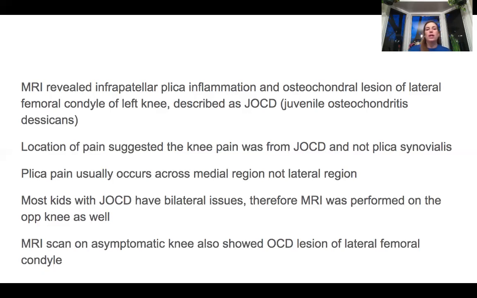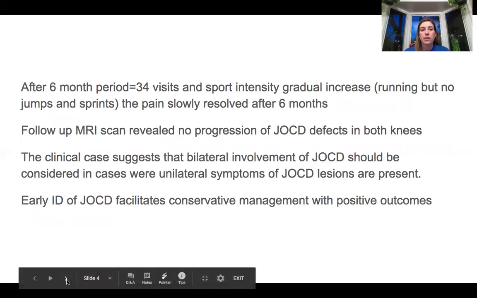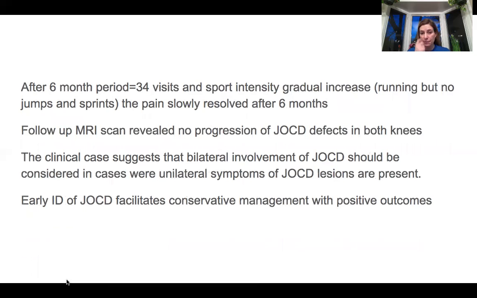Most kids with JOCD have bilateral issues. Because of that, an MRI was performed on the opposite asymptomatic side. The MRI scan on the asymptomatic side did show OCD lesions of the lateral femoral condyle of that limb as well. After a 6 month period of 34 visits and gradual increase of sport intensity, running but no jumps or sprints, the pain slowly resolved. A follow-up MRI revealed no progression of the JOCD defects in both knees.